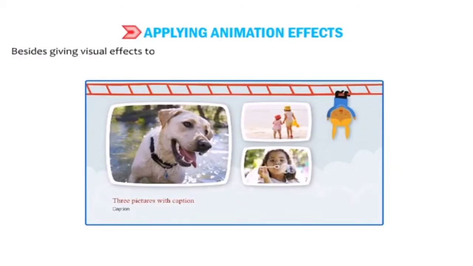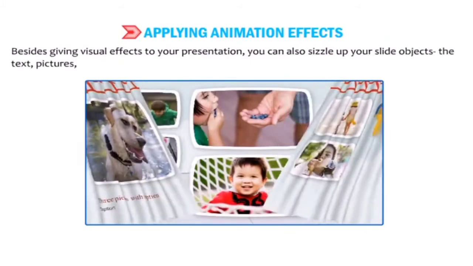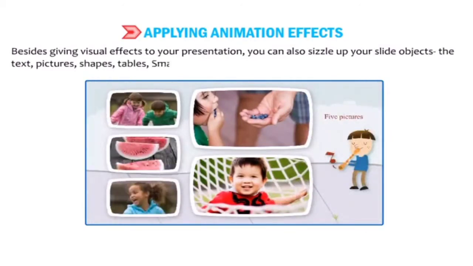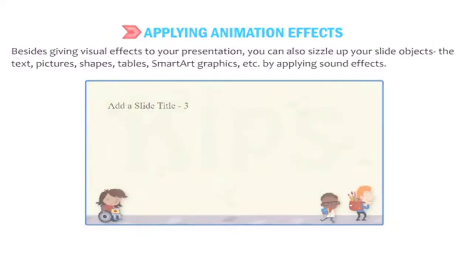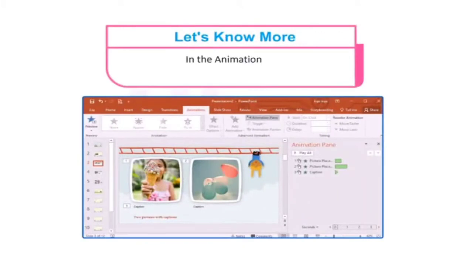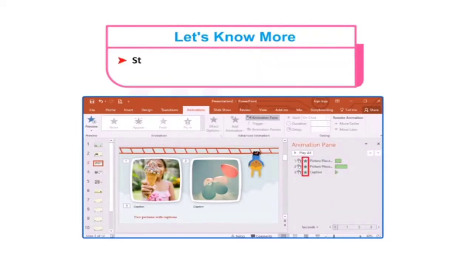Besides giving visual effects to your presentation, you can also sizzle up your slide objects, the text, pictures, shapes, tables, SmartArt graphics, etc. by applying sound effects. Students, in the animation pane, a number 0, 1, 2 indicates the animation order. Star symbol indicates the type of effect used for text and objects in a slide.